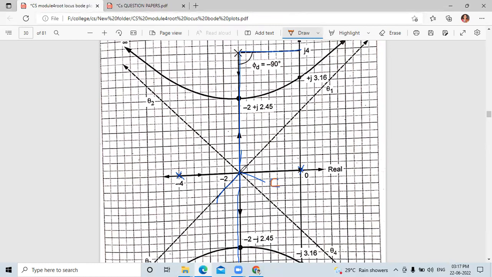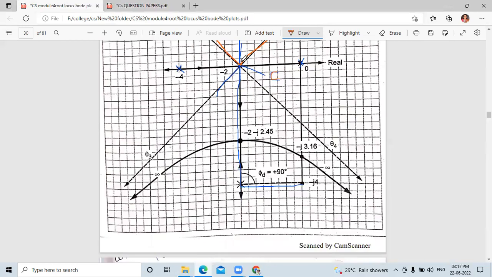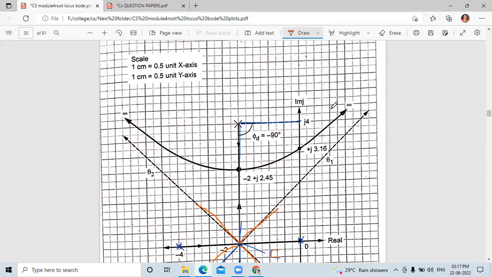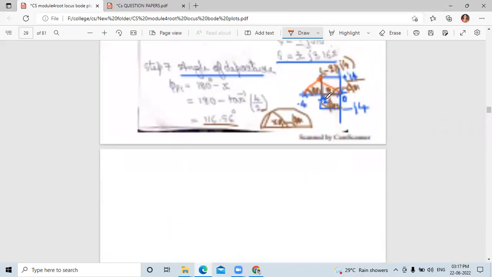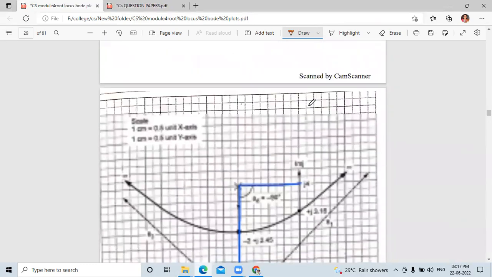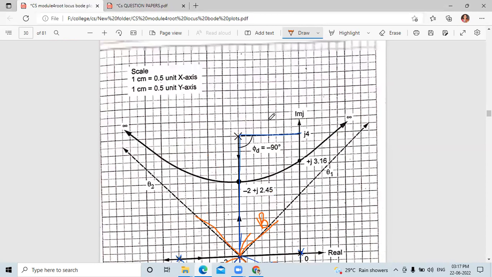Next, after marking the centroid point, theta 1 angle, theta 2 angle, and theta 3. Okay, theta 4 we need to mark. After marking theta 1, theta 2, theta 3, what is the value of the breakaway point? We shall see. S equals minus 2, then only it is a valid breakaway point. So S equals minus 2 we got, and that is the only breakaway point. And from here, next, angle of departure.